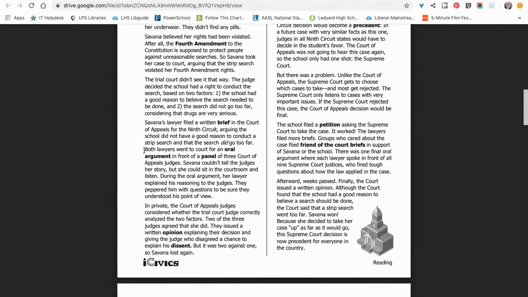Both lawyers went to court for an oral argument in front of a panel of 3 Court of Appeals judges. Savannah couldn't tell the judges her story, but she could sit in the courtroom and listen. During the oral argument, her lawyer explained his reasoning to the judges. They peppered him with questions to be sure they understood his point of view.